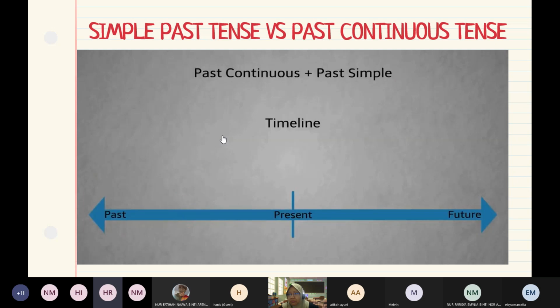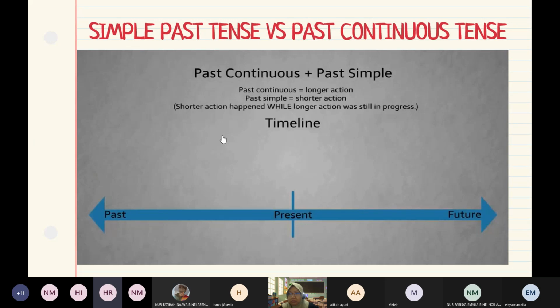We can also combine the past continuous with the past simple. The past continuous refers to a longer background action or situation. The past simple refers to a shorter action. The shorter action happened while the longer action was still happening. But sometimes these two actions happen at the same time.